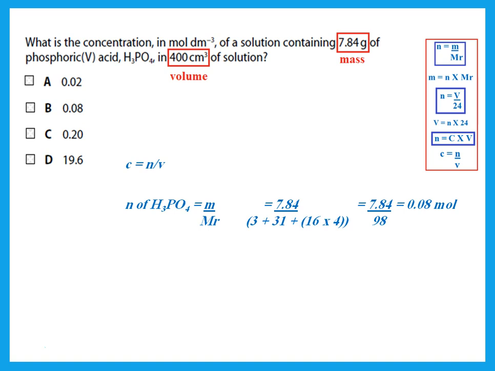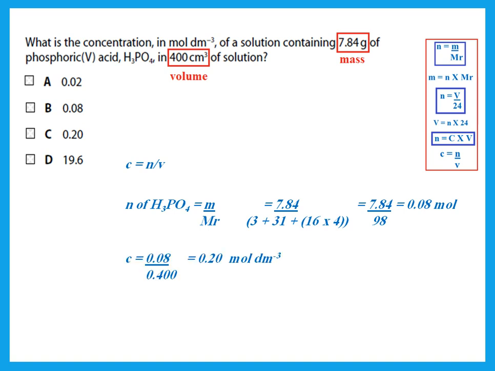The molecular mass is the addition of all the masses. So I have 3 hydrogens, each has a mass of 1, plus 1 phosphorus with a mass of 31. All of this is from the periodic table. Plus oxygen, which is 16. I have 4 of them. So that comes out to be a certain number, and that gives me 0.08 moles. So that is the number of moles.